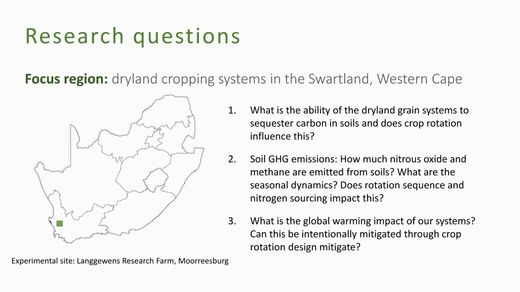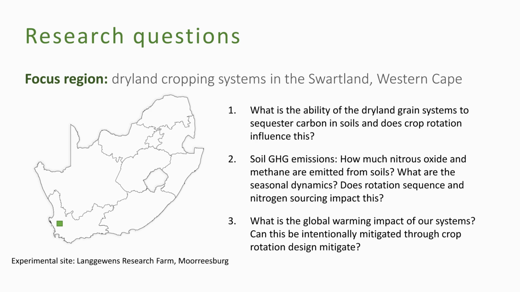So the three things that I wanted to specifically answer in my study, and I looked specifically in the Swartland region, so I was at Langgewens farm, and this is a dryland area which produces wheat, canola, also sheep on medic pastures, and also lupins and some other crops. The first thing I wanted to know is, how can these systems be used to sequester carbon?